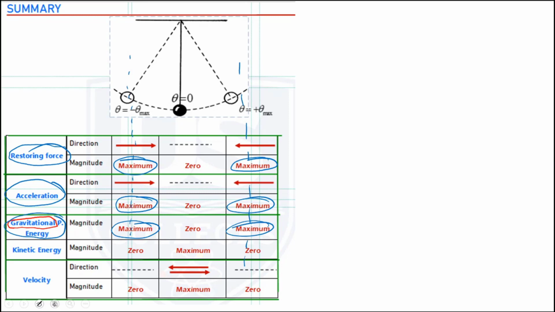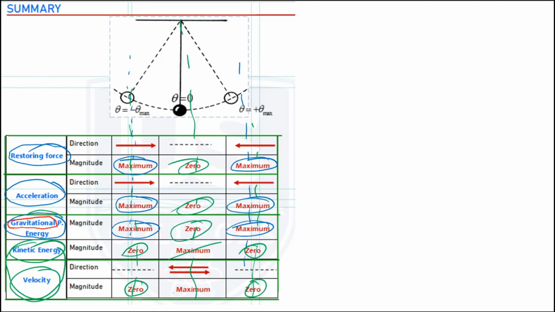But kinetic energy and velocity are from the same family. These two will change together. So while the other three are maximum, these two will be 0. At maximum displacement, both kinetic energy and the velocity of the pendulum's bob will be 0. On the other side also they will be 0. But at equilibrium position, restoring force is 0, acceleration is 0, gravitational potential energy is 0. However, kinetic energy and velocity are maximum.